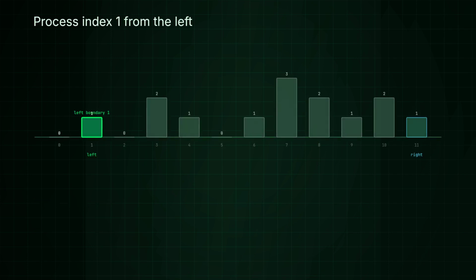Left is at index 1, height 1, and right is at index 11, height 1. 1 is no taller than 1, so process the left index.